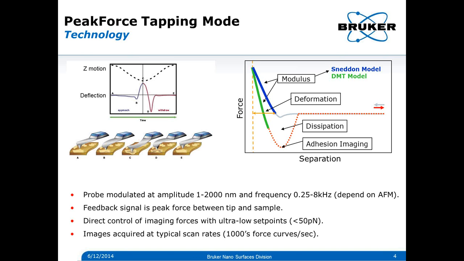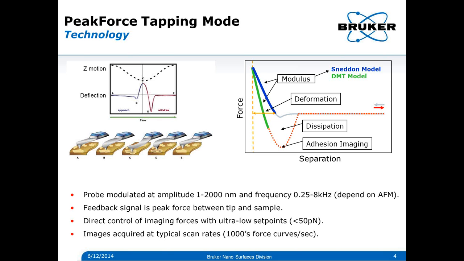And since there is a tip-sample interaction, or force distance curve, behind every pixel of the collected image, we can extract information like elastic modulus, deformation, and of course the adhesion forces between the tip and the sample. With respect to the topic of today's webinar, when using chemically modified probes, the unbinding forces between the molecule or chemical group on the tip and the molecule or chemical group on the surface could be measured.